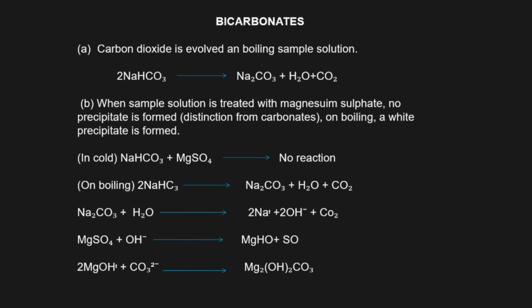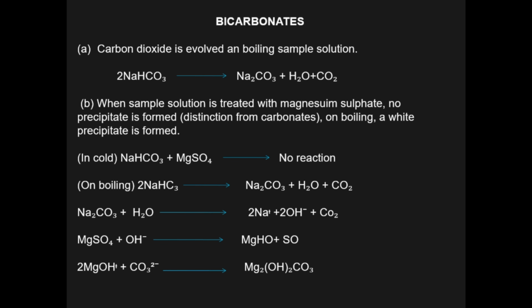evolves carbon dioxide, and when sodium carbonate solution is made, we get ions of sodium and hydroxide, and carbon dioxide gas is evolved. When magnesium sulfate is added to this solution, we get magnesium hydroxide and sulfate. This magnesium hydroxide reacts with carbonate ion to give magnesium hydroxycarbonate, which results in formation of a white precipitate.